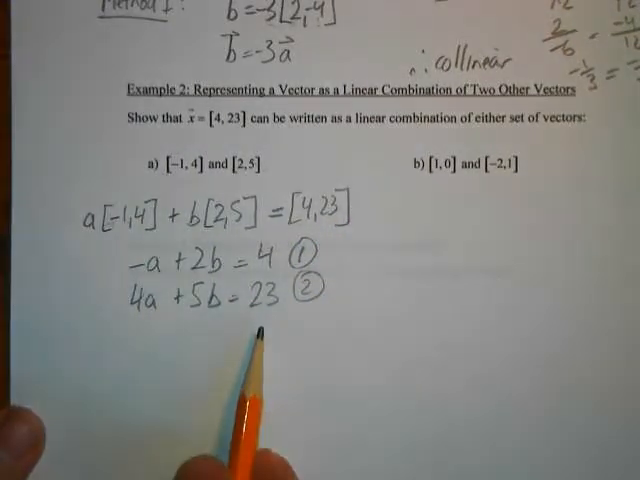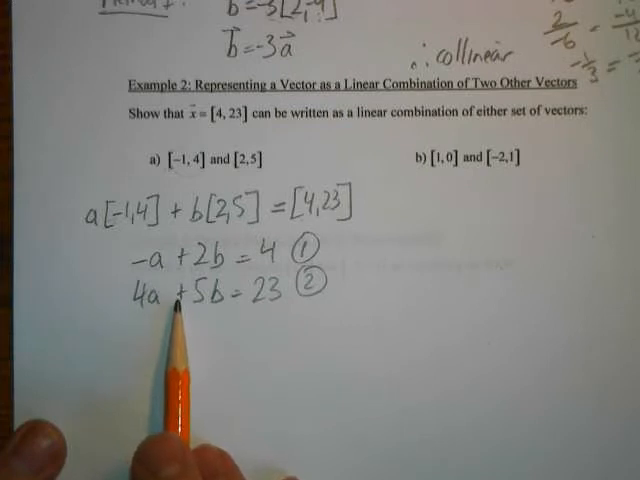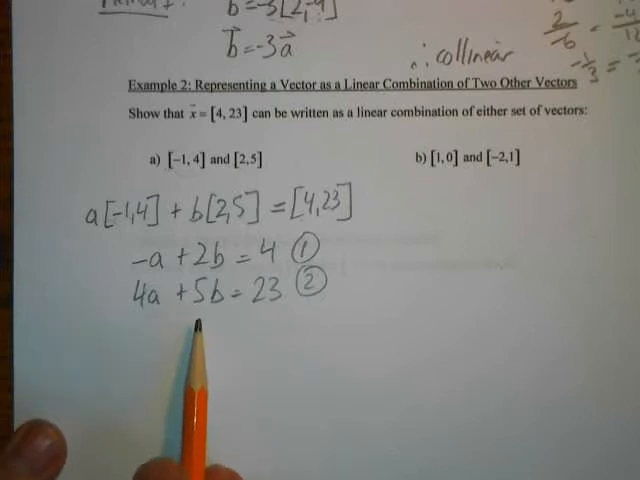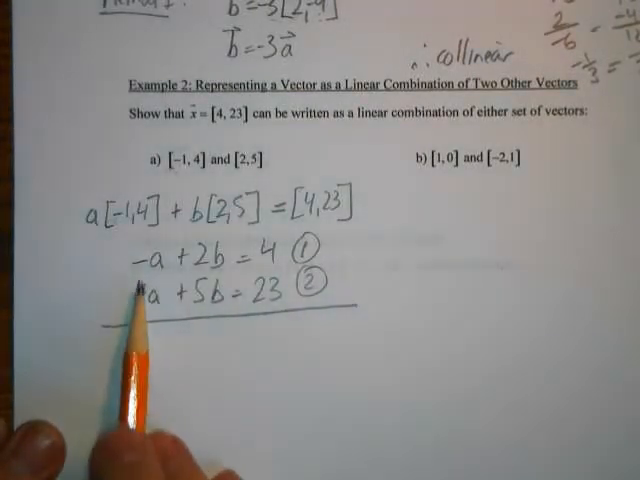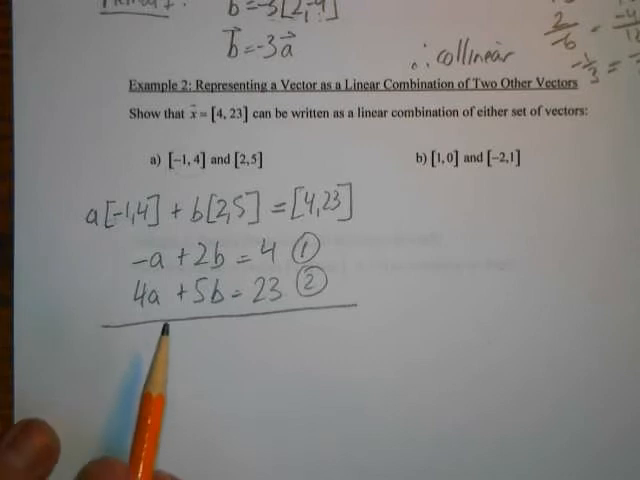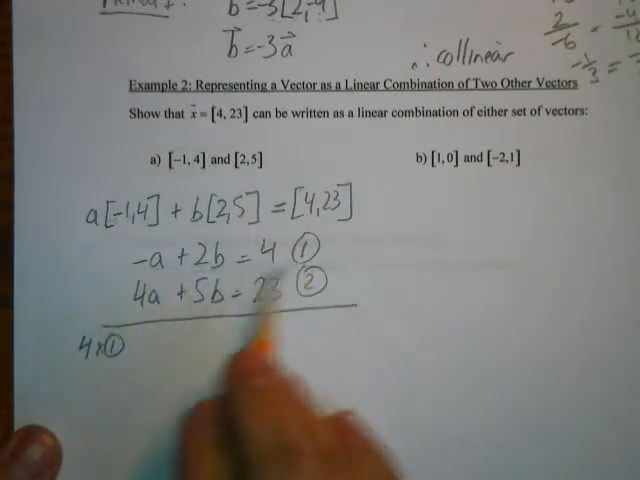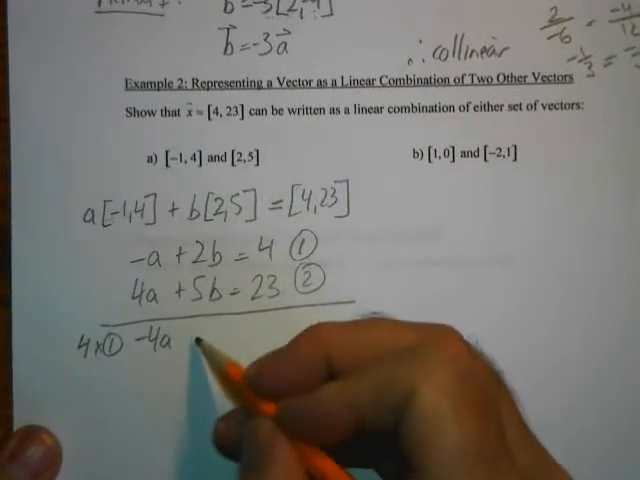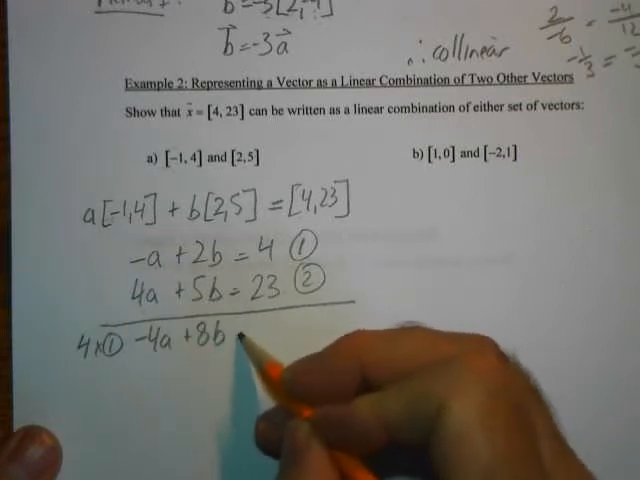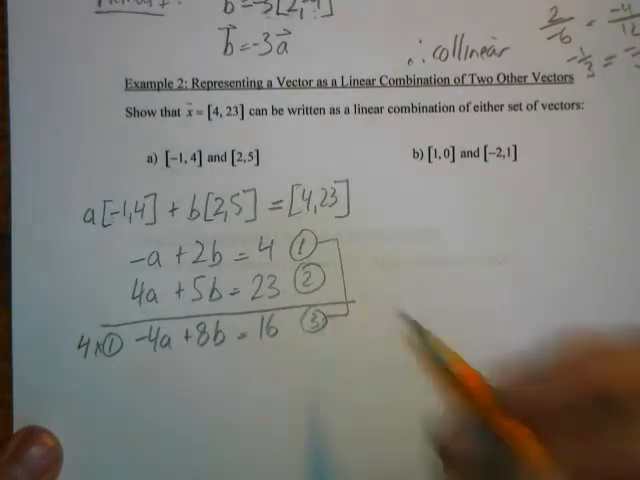So you can tell this is a linear system. So what we want to do is find the values of a and b that make both of these true. So we can use the techniques we've learned in grade 10 and 12. I think we skipped it in grade 11. So what I'm going to do, I can see if I multiply the first equation by 4 and then add it to the second equation, I'm going to be able to cancel out the a's. So I'm first going to do 4 times equation 1, which would be negative 4a plus 8b equals 16. So that's my third equation, which comes from my first equation.